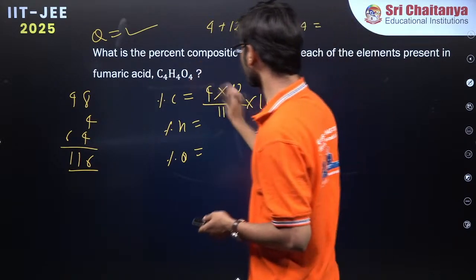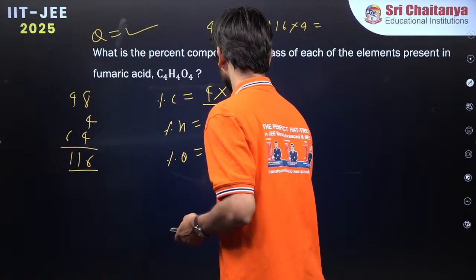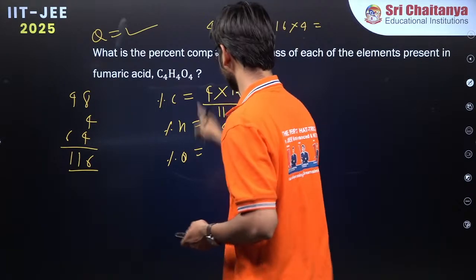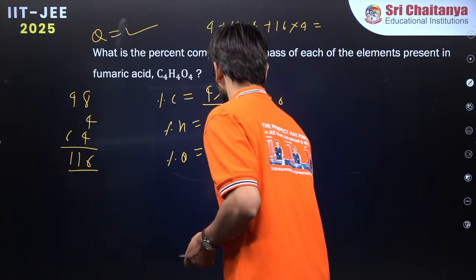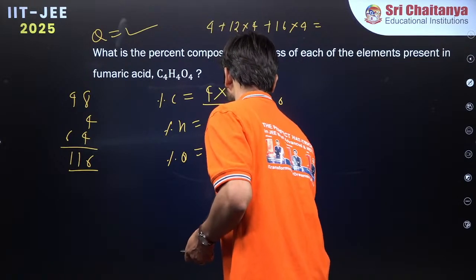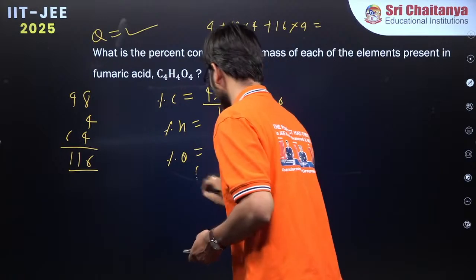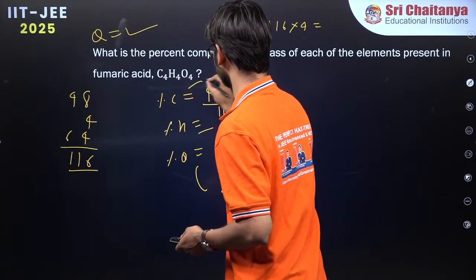Percentage hydrogen is 4 into 1 by 116 into 100. Percentage oxygen is 4 into 16 by 116 into 100. So this is percentage oxygen, this is percentage hydrogen, this is percentage carbon.